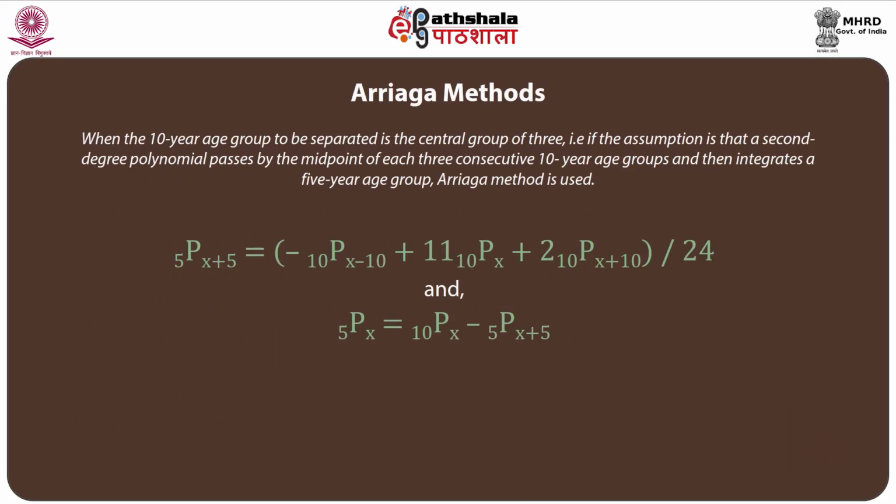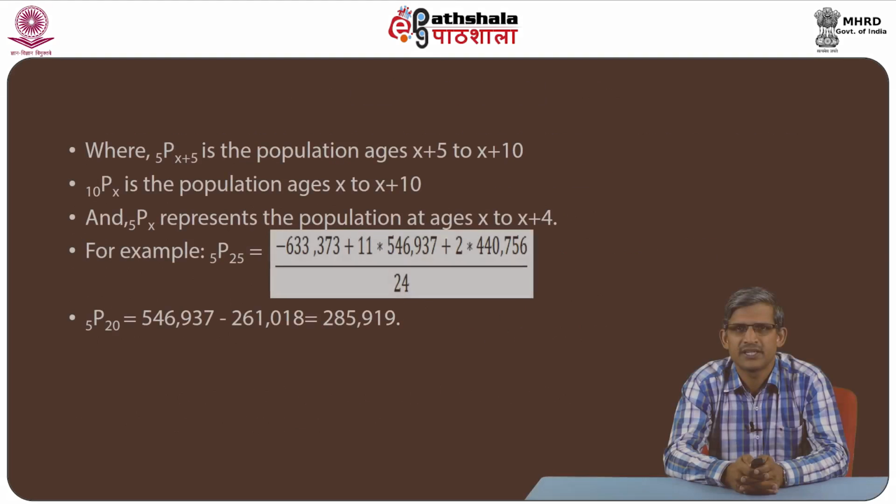The last method which is discussed is Arriaga's method. It is used when the 10-year age group to be separated is the central group of 3, that is, if the assumption is that a second degree polynomial passes by the midpoint of each of 3 consecutive 10-year age groups and integrates the 5-year age groups. Here also an example is given for the 25 to 29 age group to make the adjustment through a second degree polynomial.